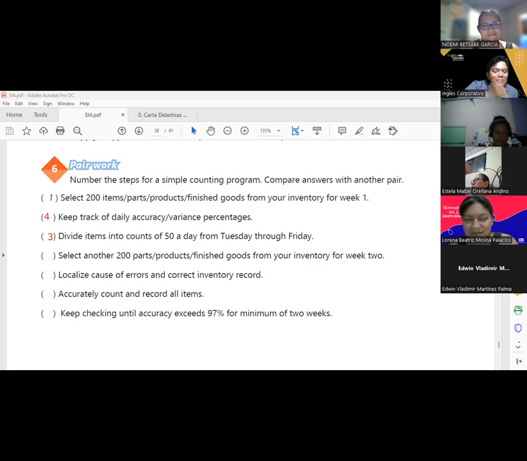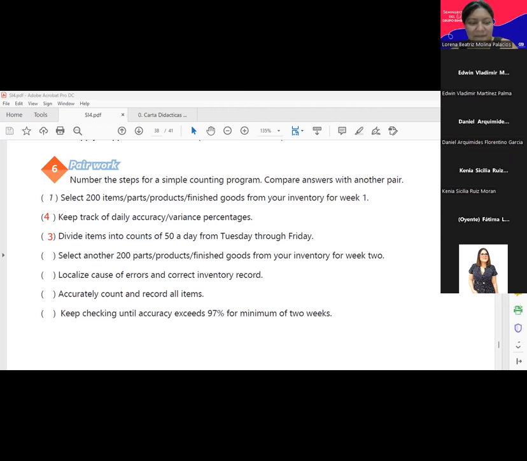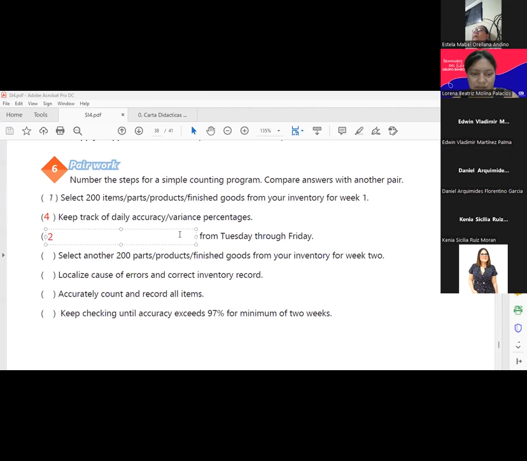Sorry, guys, but no, it's not that one. It is number two. After having 200 items, what you do is generally divide them, right? It divides the items from Tuesday to Friday, 50 a day, until getting 200. Good. Christian, help me out reading the next one, please.